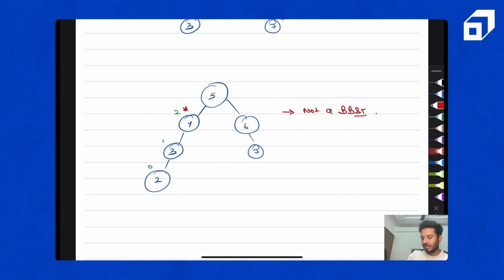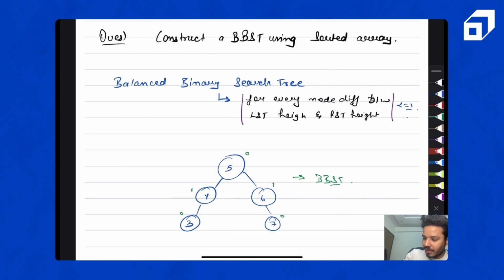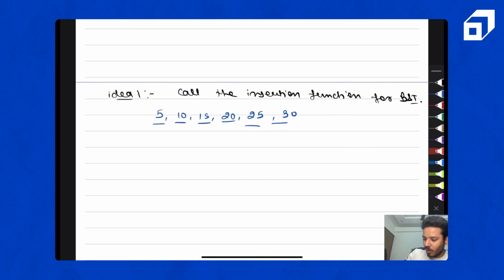What is a balanced binary search tree? Now the question is, we are given a sorted array. We have to create a balanced binary search tree. So the first idea that comes to our mind is, why not call insertion? I already have made a video on how to do insertion in a BST. So we can call insertions for all the elements one by one.